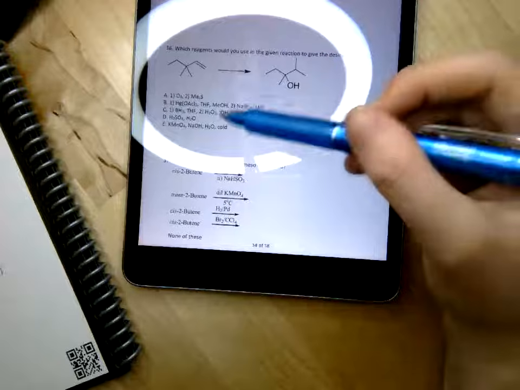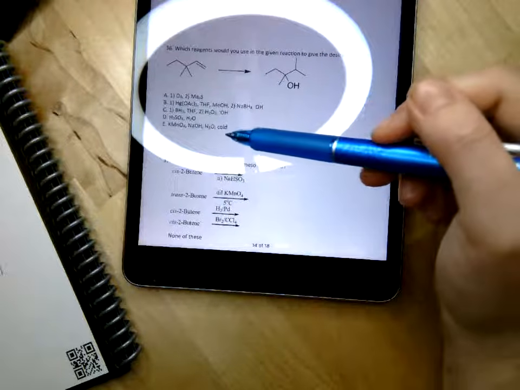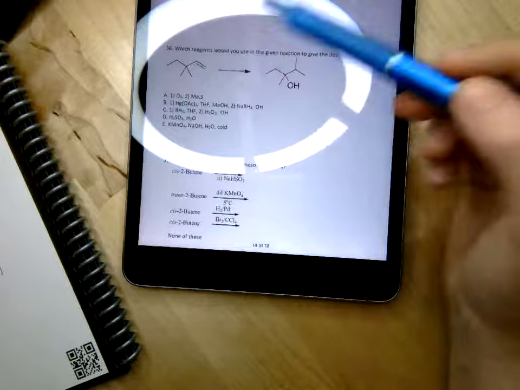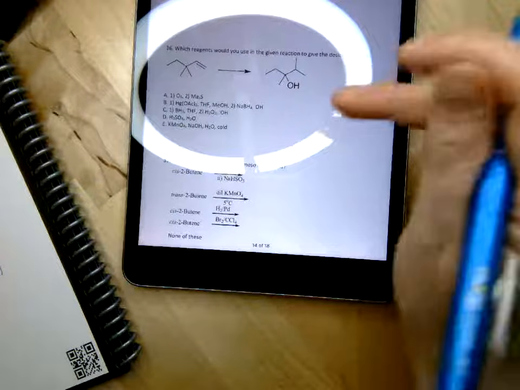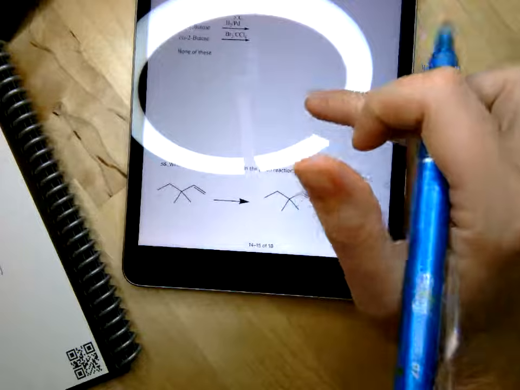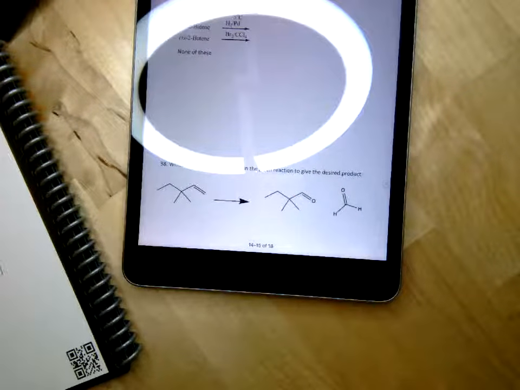H2SO4 we did, that gives you this product. And then cold KMnO4 would give you a syn diol, so it would be a diol on each side of the double bond. Okay, 37, which reaction would yield a meso compound?